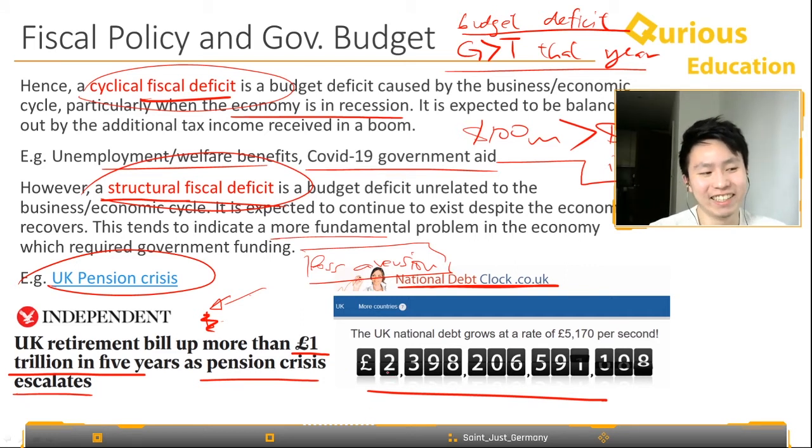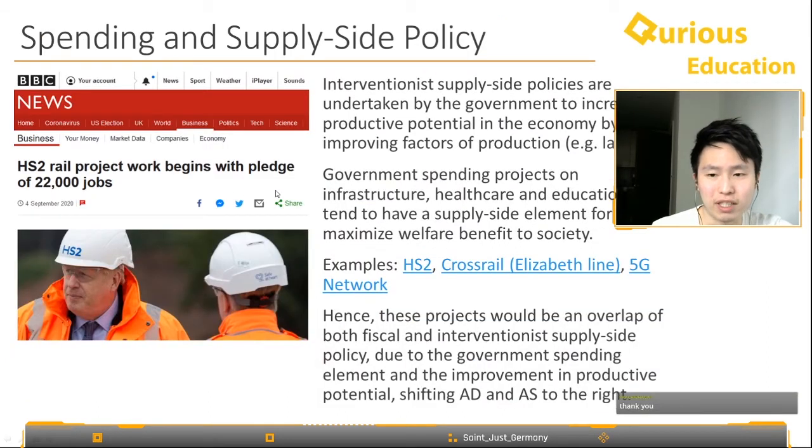So in total, because we're running a budget deficit year on year, for many years, we've accumulated a massive amount of national debt, which is not really good for the economy, because it might restrict our future ability to borrow money, not lend money here. And of course, we need to pay back interest on that debt as well.